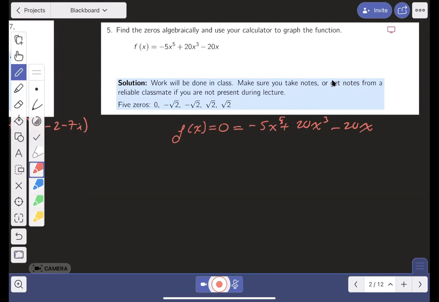I'm going to look for them. How do I do that? I'm going to factor it. So let's take a look at that. I'm going to say 5 comes out. I'm going to say minus 5 and an x. And what's he left with? x^4 minus 4x^2 plus 4. Let's keep going.